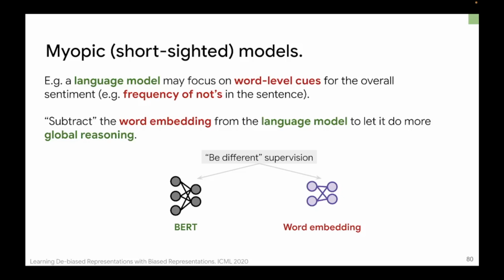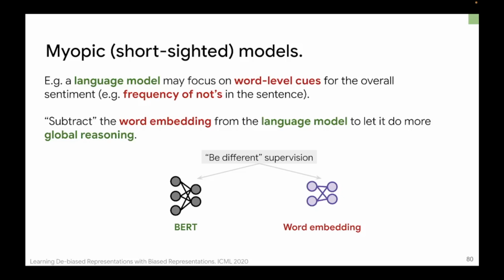So another example is language models. They are also known to focus on word-level cues in many cases. Let's say the task is sentiment classification, and you can basically tell in certain data sets whether the sentiment is positive or negative by just counting the number of nots in the sentence. But if there is an even number of nots, it's actually a positive statement, right? And these cases are probably not very well represented in the data set.